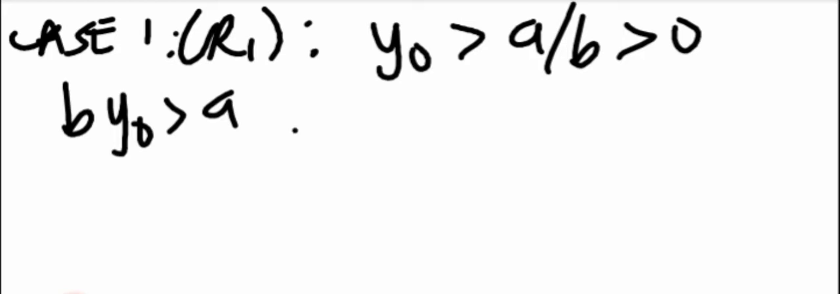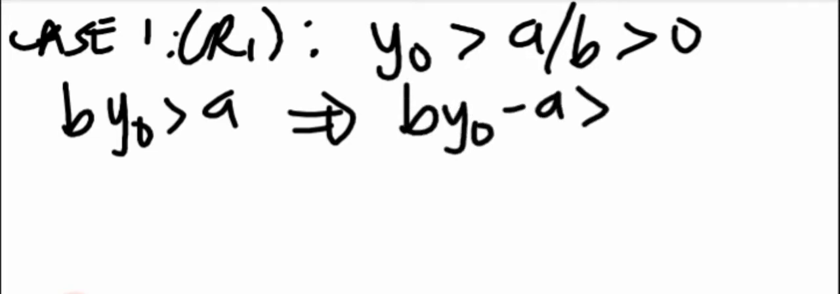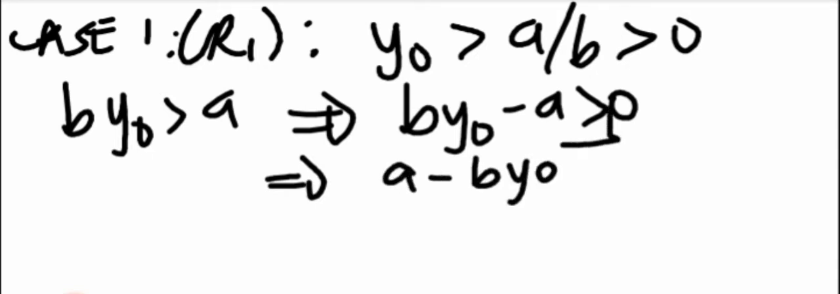Okay, and this means that b y naught minus a is bigger than 0. I really like to take things step by step. So what does this mean? It means that for a minus b y naught, the sign will change. If you notice, I multiplied through by minus, okay, so we'll have it less than 0. So we know that y naught is bigger than 0 and y naught is bigger than a over b.